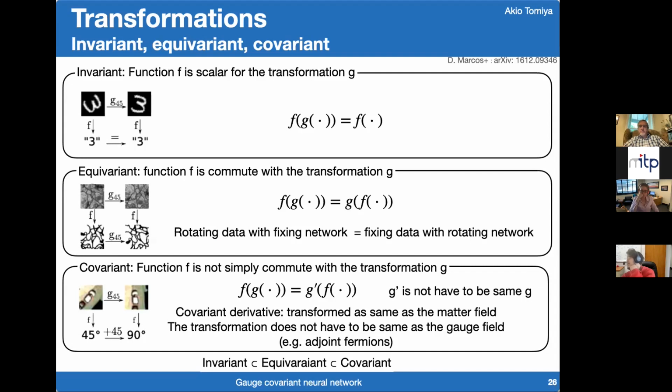Between equivalent and different, I've seen that being used as maybe this, I don't know. But Taco Cohen and Max Welling started to use the term equivariant, and this terminology is a rigorous usage. This definition is, I think, mathematically rigorous.